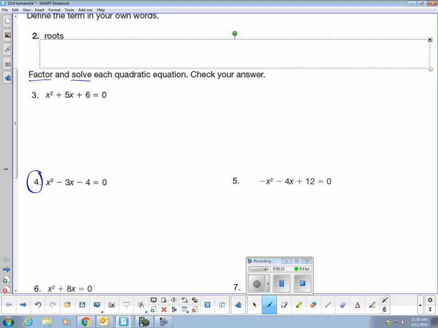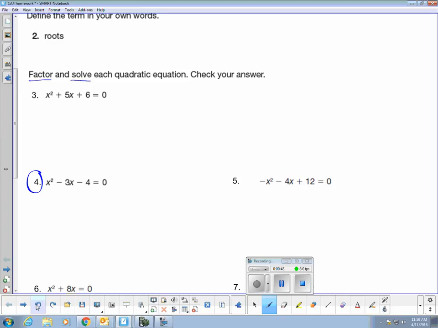So here's what I notice is different than the last section, is that I have an equation. I have something that's equal to 0. In the last section, I had just a trinomial expression that looked just like this, and I had to factor that. So today, we're going to not only factor, but we're going to set the equation equal to 0.